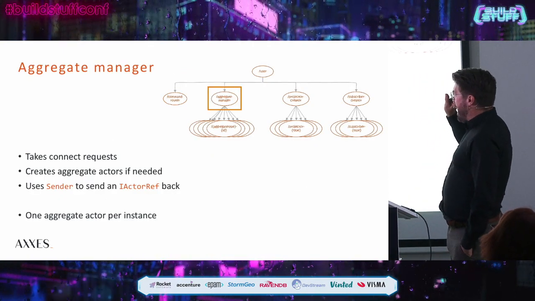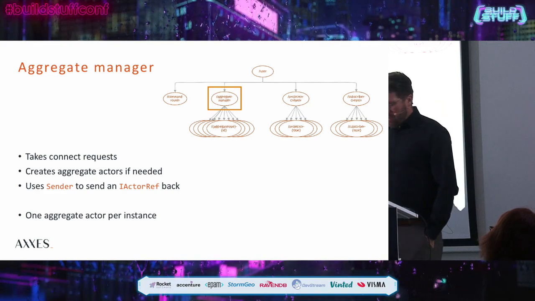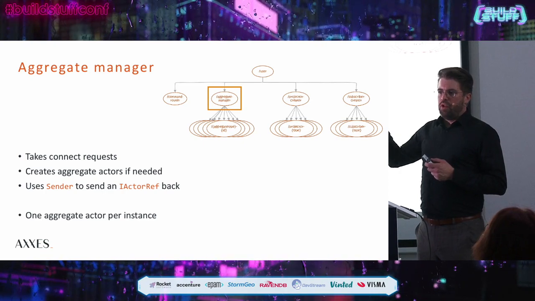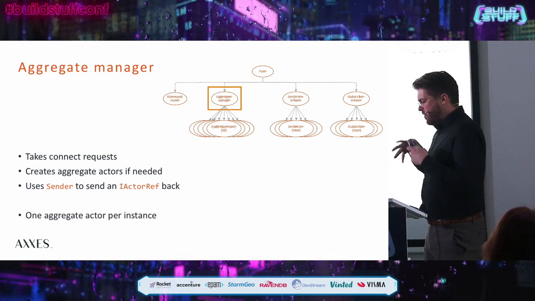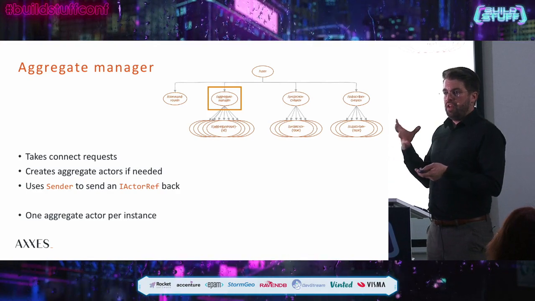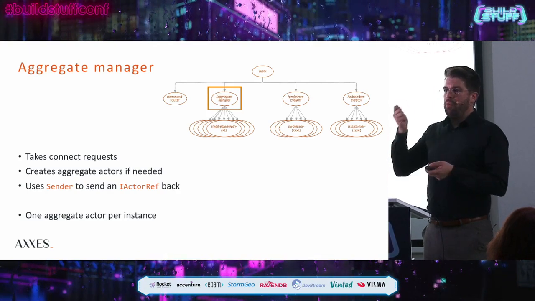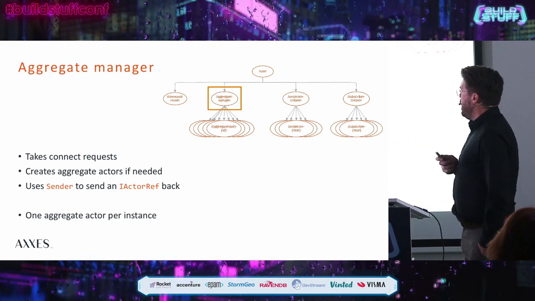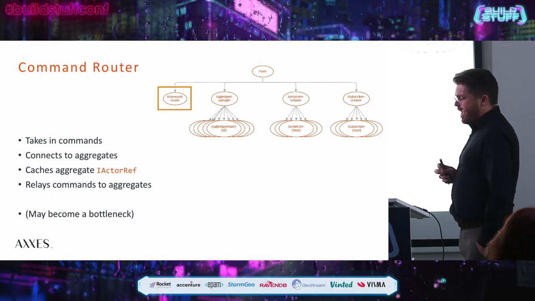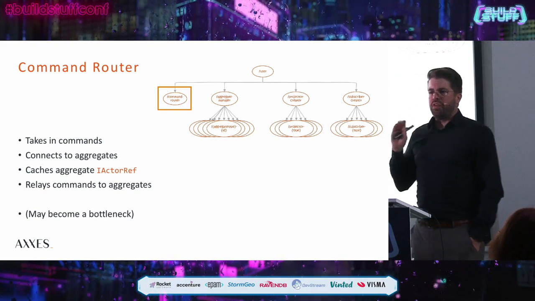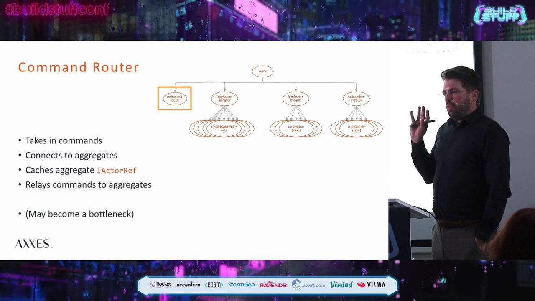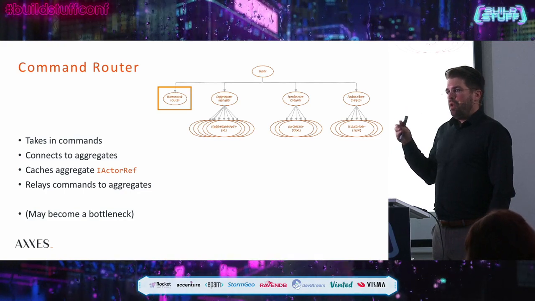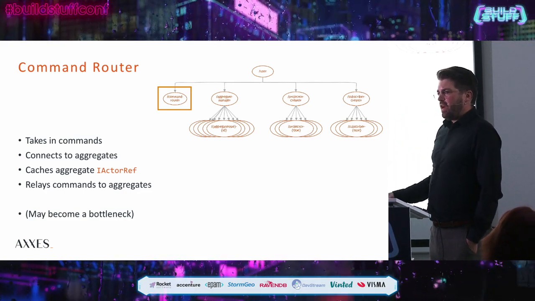Now the responsibility of the aggregate manager: it will be an actor that does only a couple of things. When you send it a connect request for a certain aggregate type with a certain aggregate ID, it will check if its child for that aggregate already exists. If not, it will create it, and it will give you back the actor reference to talk to it. It's the only responsibility. Now the command router, that's going to take in all of the commands that come into the system. And it will just send a connect request to the aggregate manager if it hasn't talked to this aggregate again, and then it will forward the command onto the right aggregate instance.